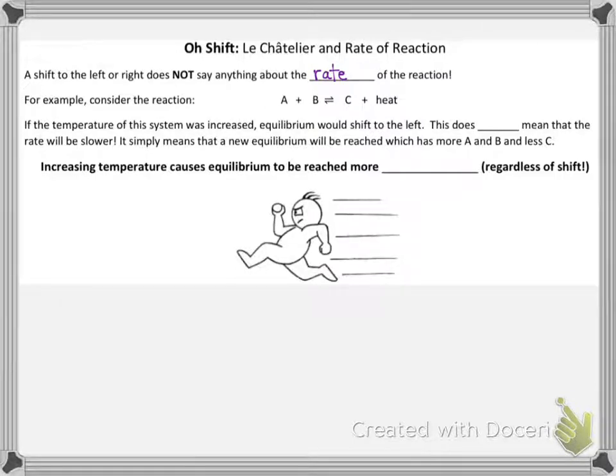For example, if you have this generic exothermic reaction where heat is a product, well, if the temperature of the system goes up, equilibrium would shift to the left to use up some of the added heat. However, this does not mean the overall rate will be slower. It does mean a new equilibrium position will be reached, which has more A and B and less C. And in fact, hopefully you remember from kinetics, increasing temperature will always increase the rate of the reaction, which means increasing temperature will cause equilibrium to be reached more quickly, regardless of the direction of shift.